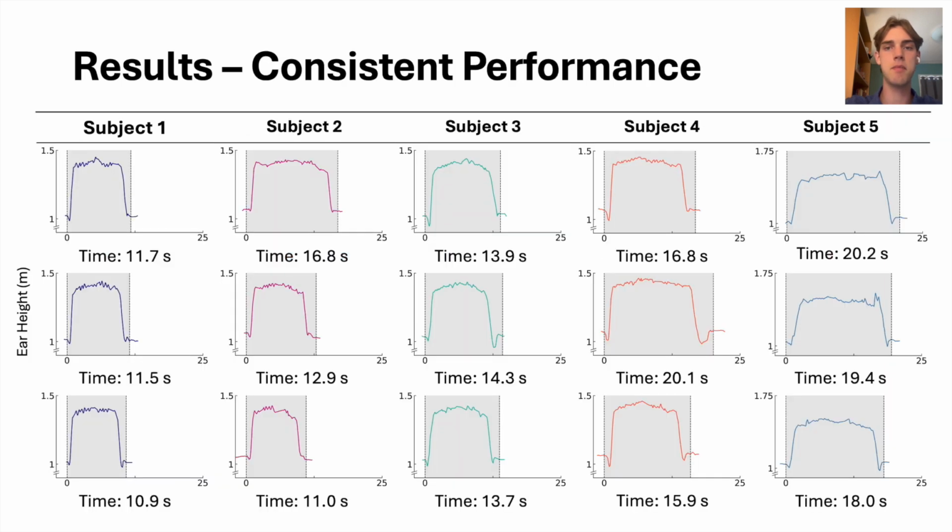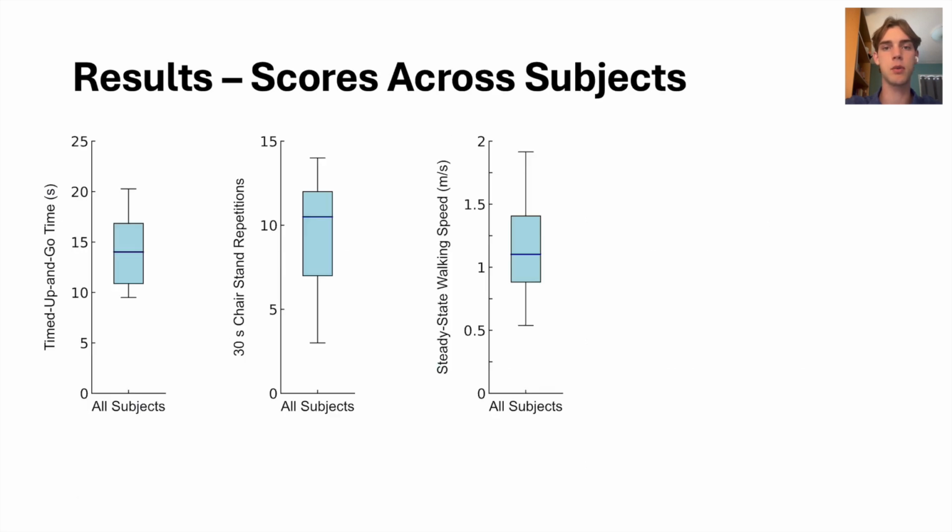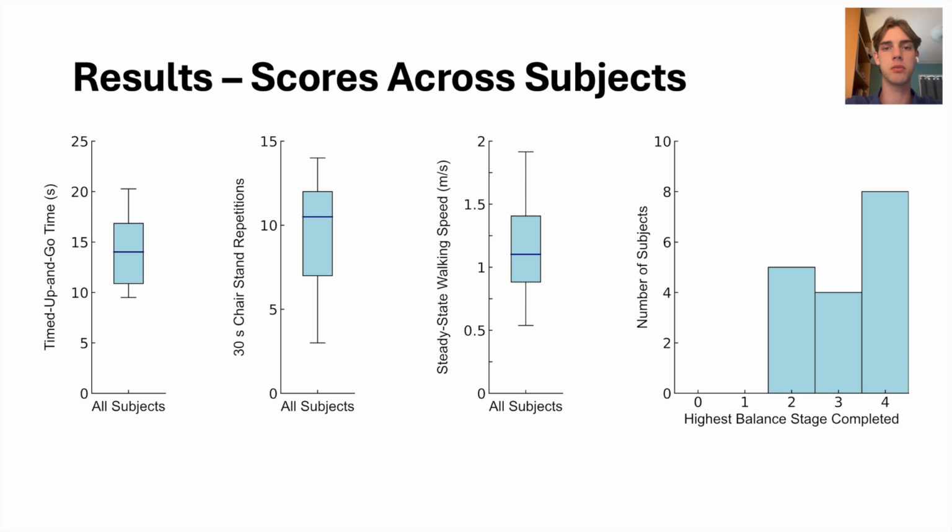This is every timed up and go from our first site. A valid time was taken from every one, and results were similarly consistent across all of our sites and tests. Here are the results for everyone. We have timed up and go times, chair stand reps, walking speeds, and the highest balance stages completed.